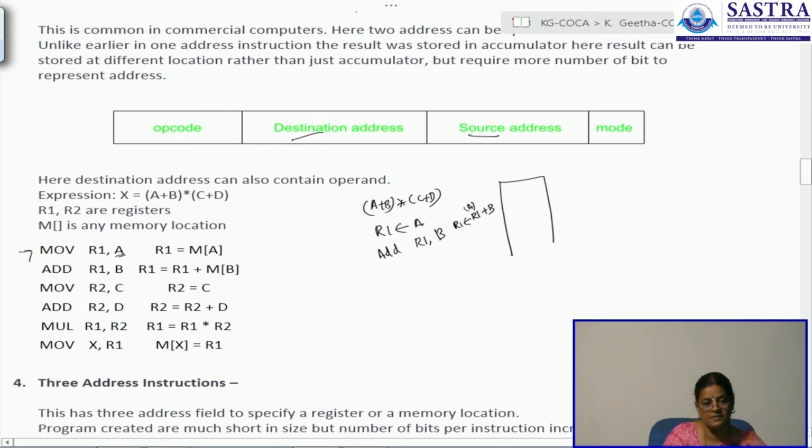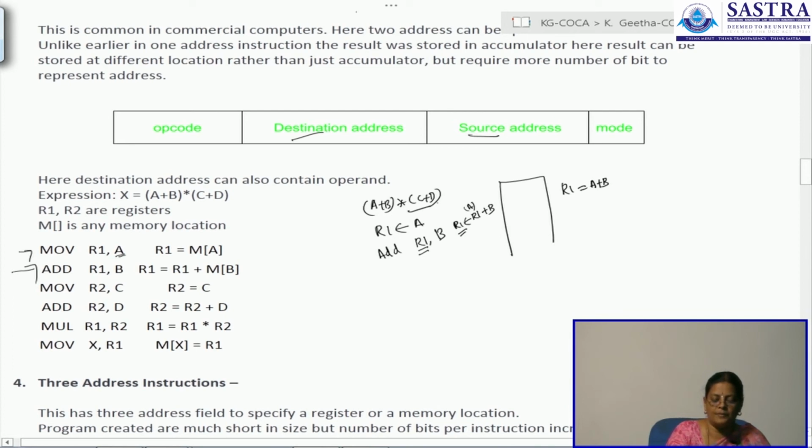So A plus B will be added and made available in R1. After doing this, what should I do? I should preserve it, or keep the value of A plus B somewhere in memory or in a register. Since I have enough registers in the CPU, I am not going to preserve it somewhere else. Let me keep it in R1 itself. I am not going to disturb R1, which is going to hold the value of A plus B.